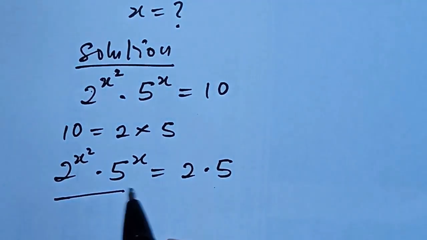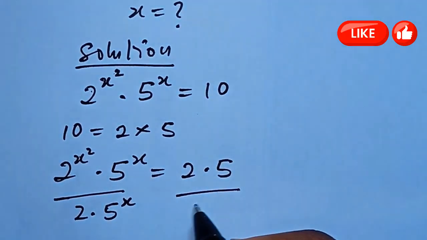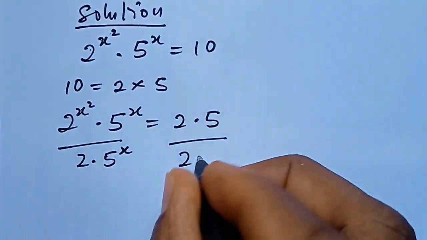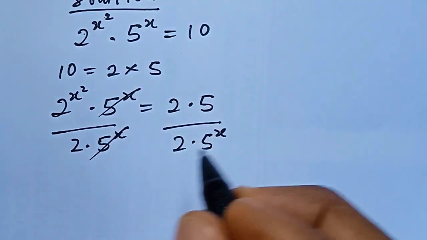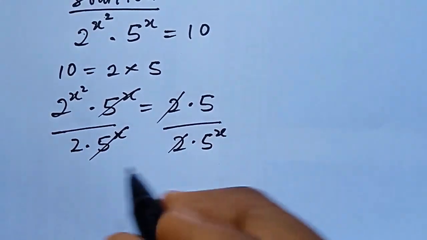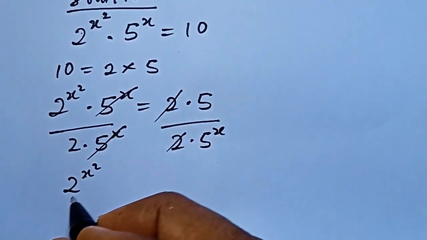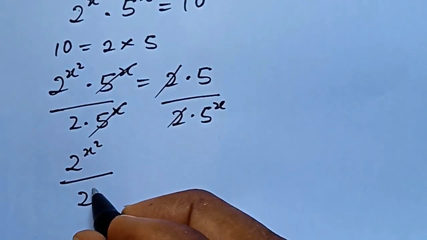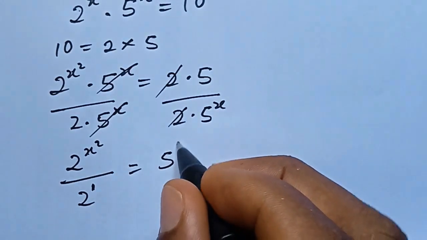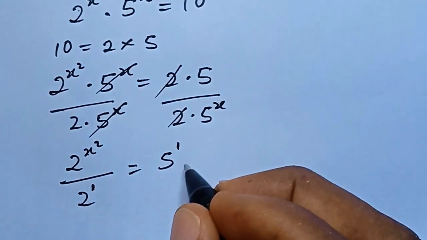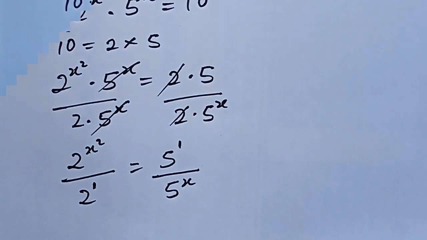So we have divide by 2 multiply by 5 raised to power x, divide by 2 multiply by 5 raised to power x. So this goes with this and this goes with this. Okay, and we have 2 raised to power x raised to power 2 over 2, and this can be written as 2 raised to power 1, equals 5. This also can be written as 5 raised to power 1 over 5 raised to power x.